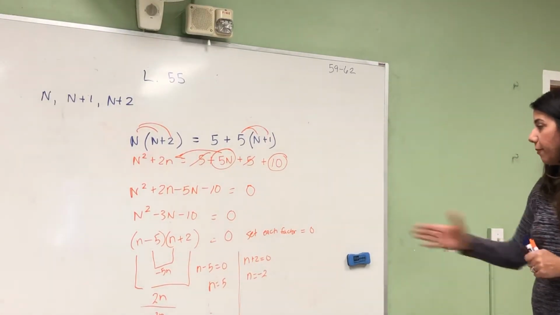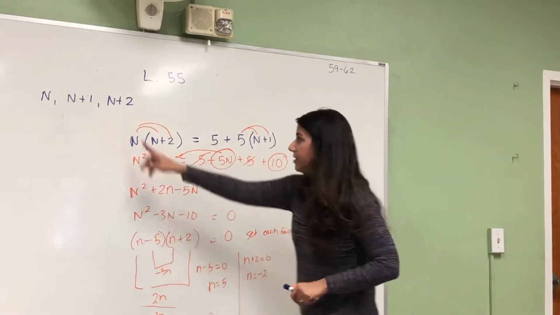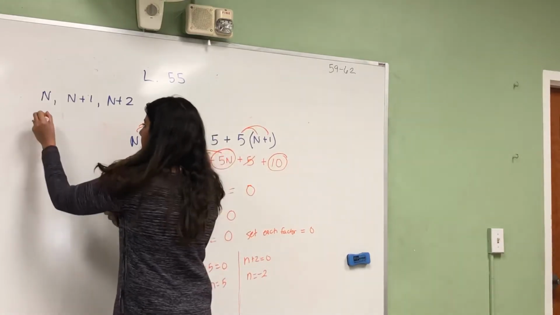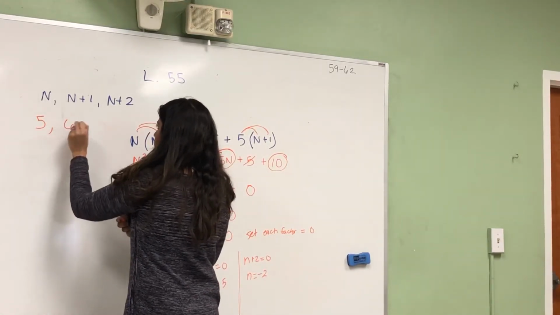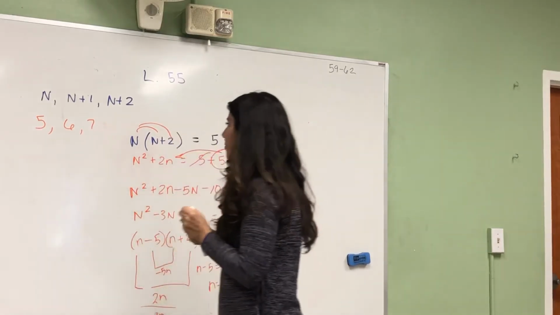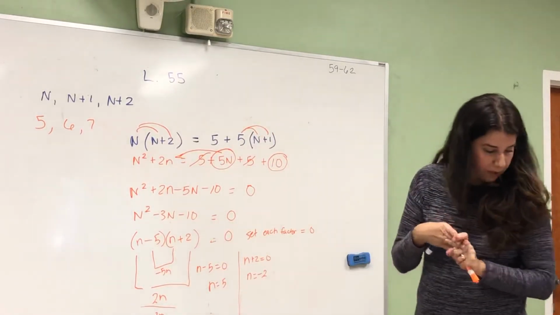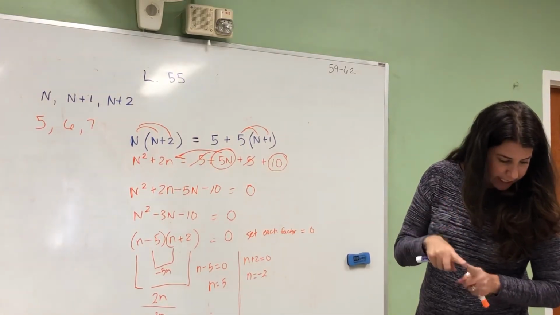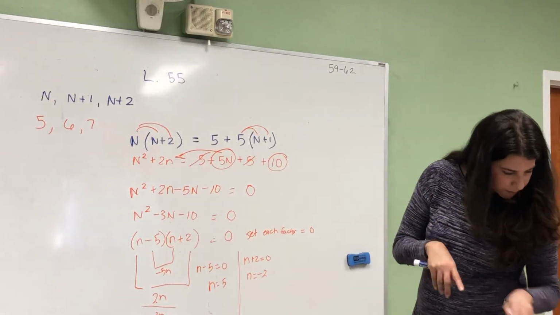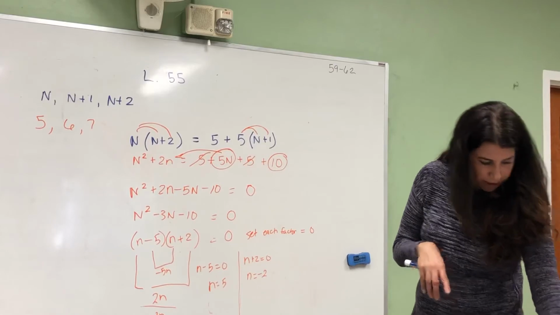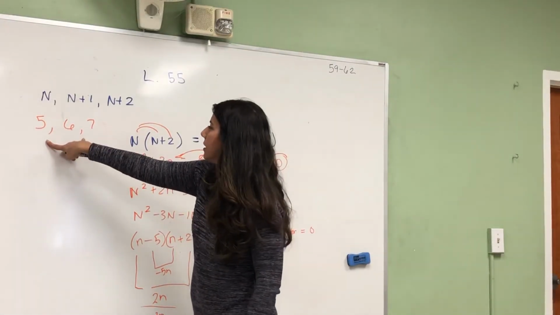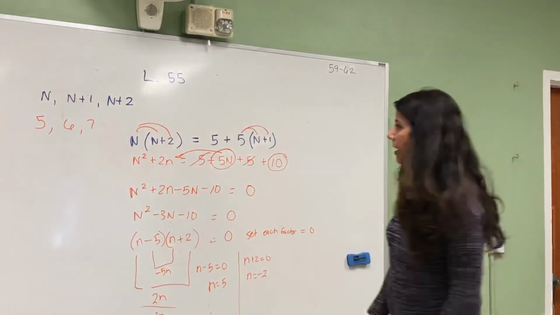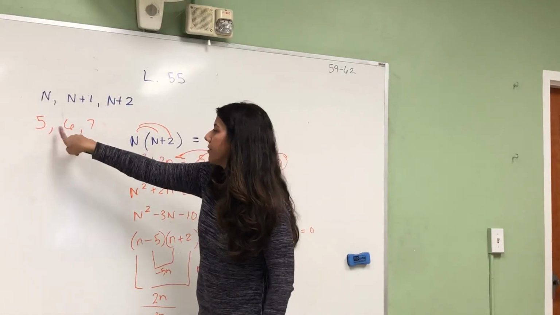So, we're not done. We now need to plug these back into our original situation here. So we would get n is 5, plus 1, 6, plus 2, 7. So those are 3 consecutive integers, and we can check them. Oh wait, hold on a second. I'm looking at the wrong one. Product of the first and the third is 5 greater than 5 times the second. So is 35 5 greater than 5 times 6?